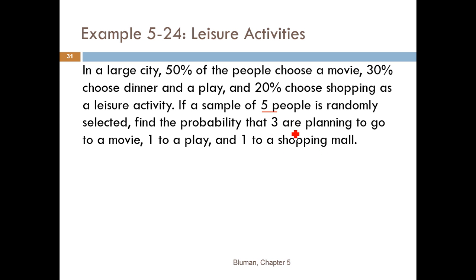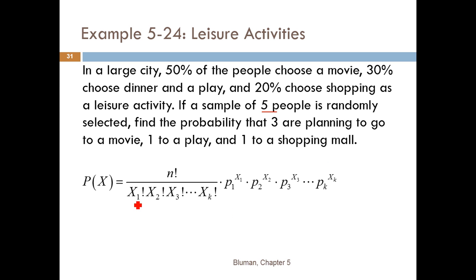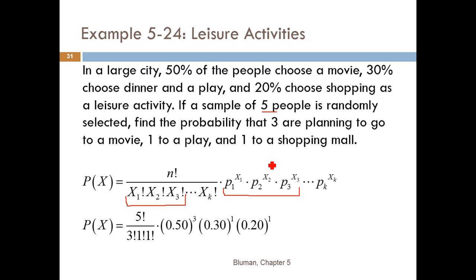So here, this is the reason why it's multinomial. We have 3 different things. We have more than 2. We have movie, play, shopping. Looking at the formula, we're basically only using this much, right? There's no x sub k. It doesn't go any higher than 3. So we're only using this. Okay? N is how many people we're picking, or how many events, how many trials there are. So there are 5 people we're picking. X sub 1 is the movie. X sub 2 is the play. X sub 3 is the shopping mall.